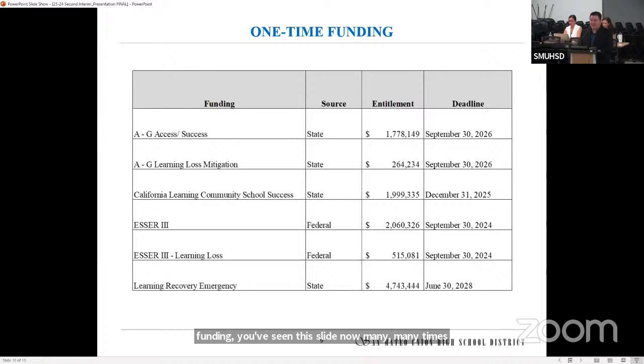In terms of one-time funding, you've seen this slide now many, many times. It is actually getting smaller, which means that some of those funds have now been cycled through. We expect this to get smaller and smaller, as you can see the deadlines on the right. But it still is a significant amount of money. And we still are working diligently to best step down those expenditures as we move forward.